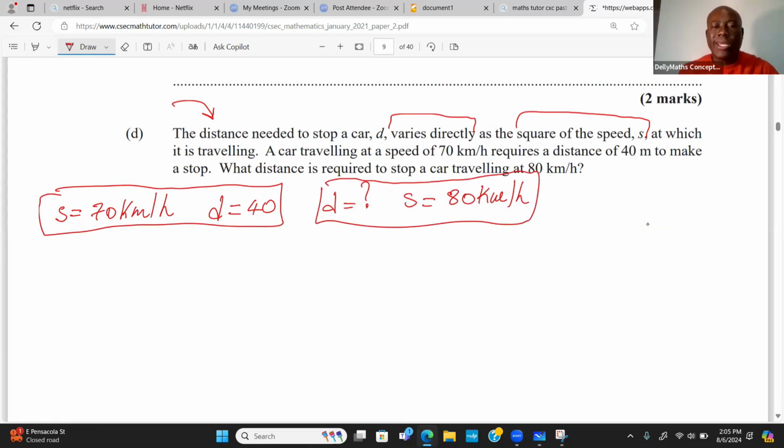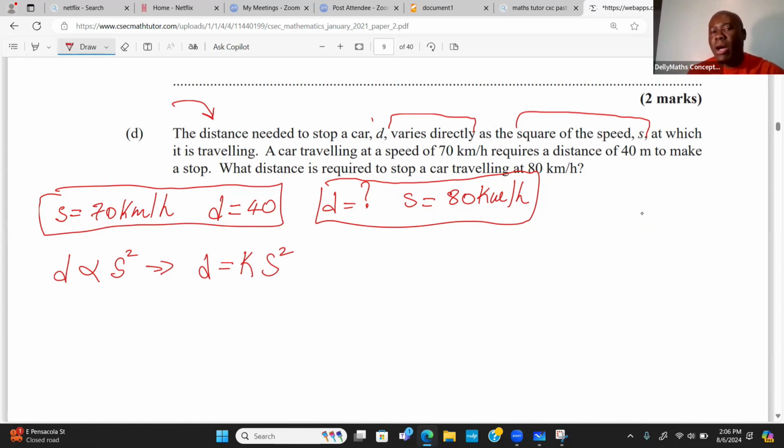Now, what we want to do is to first represent this idea with a formula, because it's a direct variation. For a direct variation, it says the distance to stop a car, D, varies as the speed. So this is our first variable. We're suggesting that D varies as S squared. But in terms of an equation to represent this, D is equal to some constant of variation, I'm going to call it K, times S squared. So the equation is D is equal to KS squared.